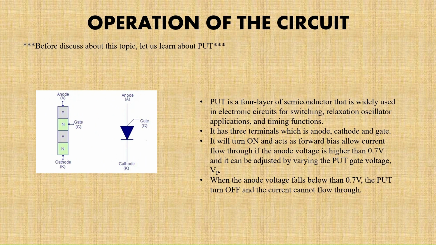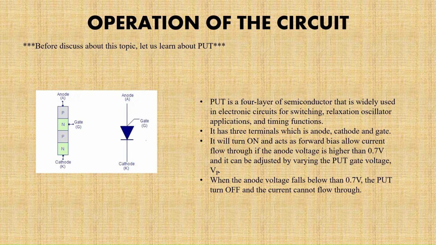Before we learn about this topic, we must know about PUT. PUT is a 4-layer semiconductor that is commonly used in electronic circuits, for example switching, relaxation oscillator applications, and timing functions. It has 3 terminals, which are the anode, cathode, and gate.